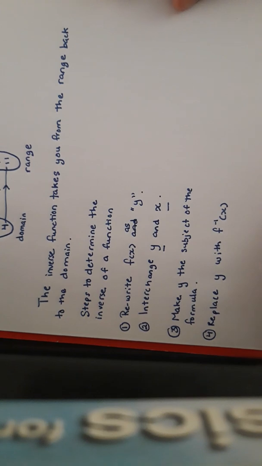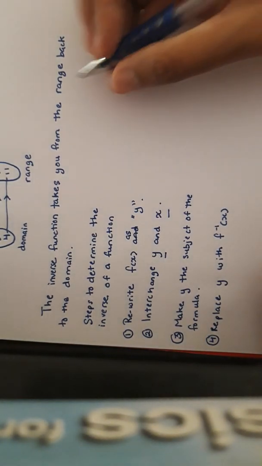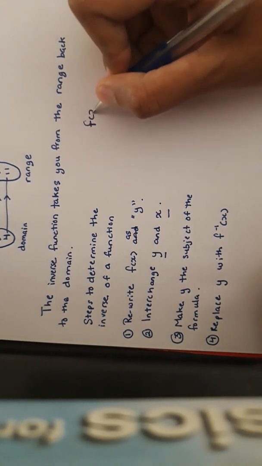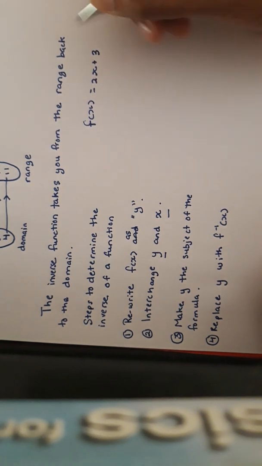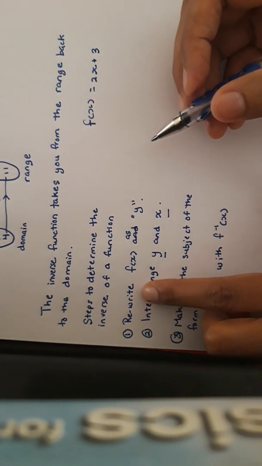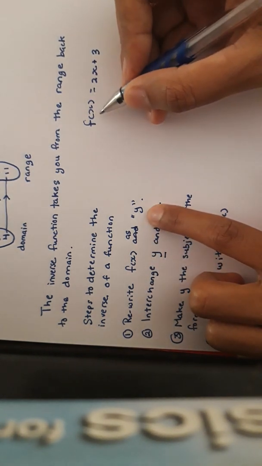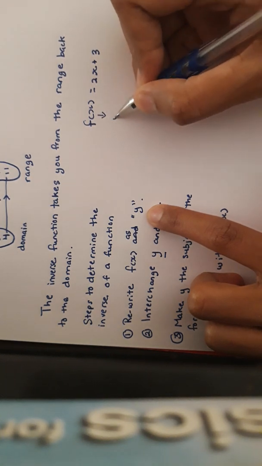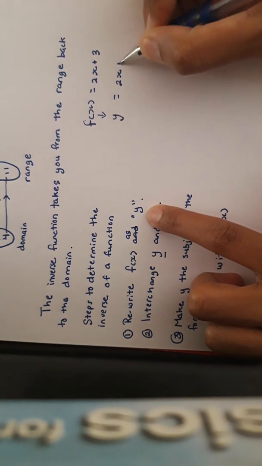So there are 4 steps to finding the inverse of a function. So the function we're going to find the inverse of is f of x equals 2x plus 3. Step 1, rewrite f of x as y. So we're going to do step 1 now, and where we have f of x, we're going to replace it with the letter y. So this becomes y is equal to 2x plus 3.